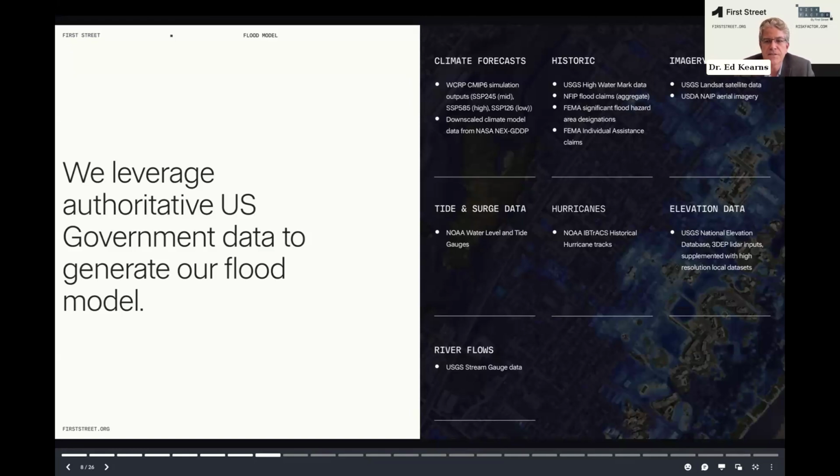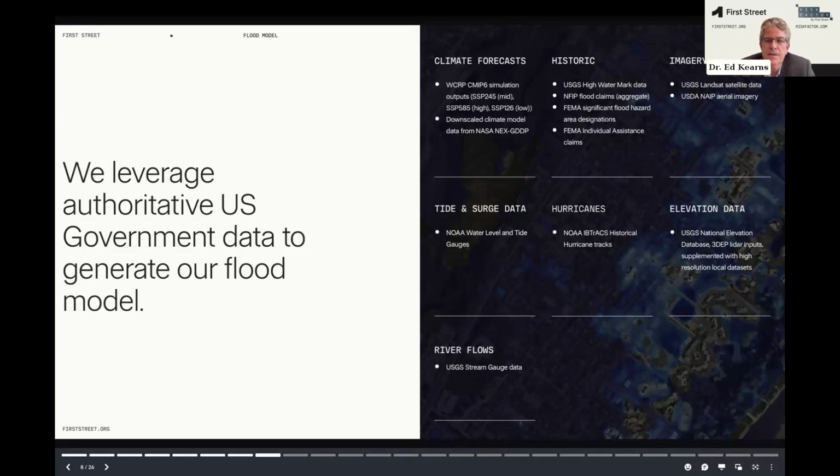As you can see in this list, there's a lot of things, but I'll call your attention to the elevation data, because this is a very, very important aspect of flood modeling, of course, is what the actual elevation is. We are using the latest data from the USGS. There's a program called 3DEP that has been collecting LiDAR. It's a laser ranging technology over the last decade.